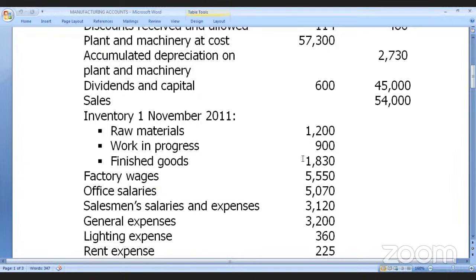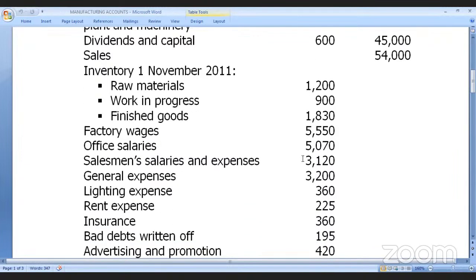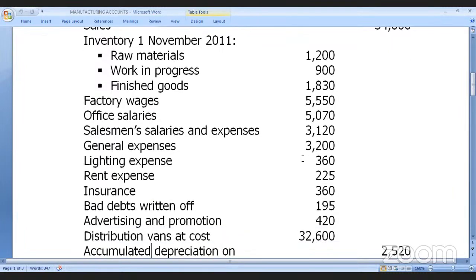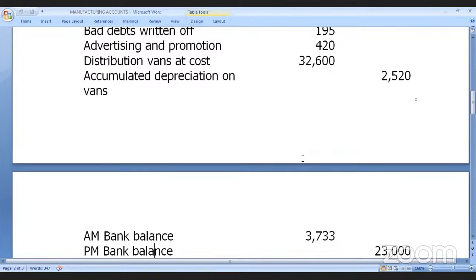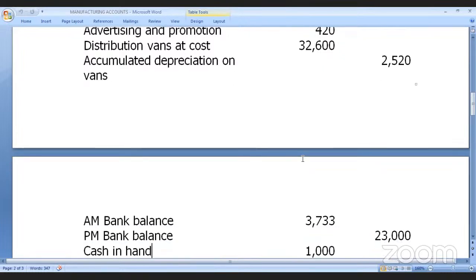You have lighting expense, rent expense, insurance, bad debts written off, advertising and promotion, distribution funds at cost, accumulated depreciation on the funds. Then you have AM bank balance. This is a debit balance. Then you have PM bank balance. The trial balance shows that this balance is on the credit column.